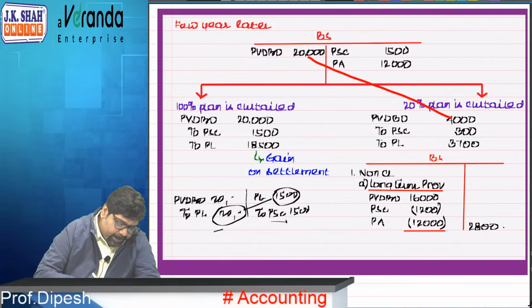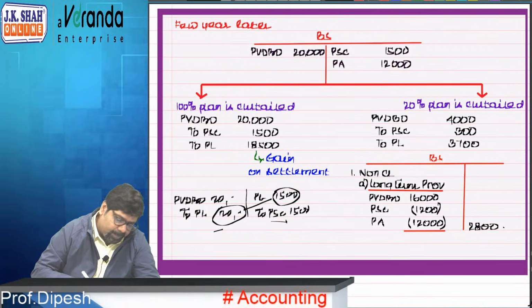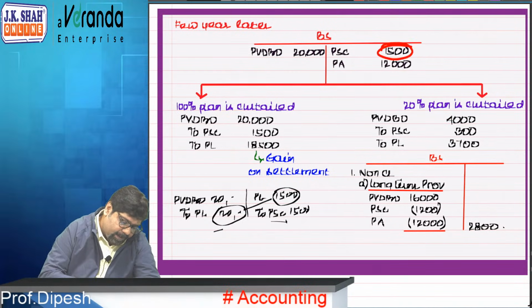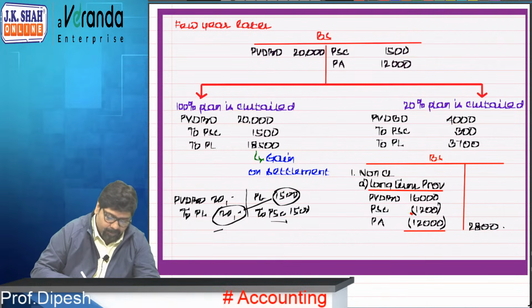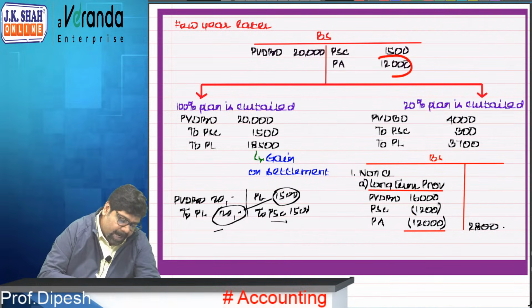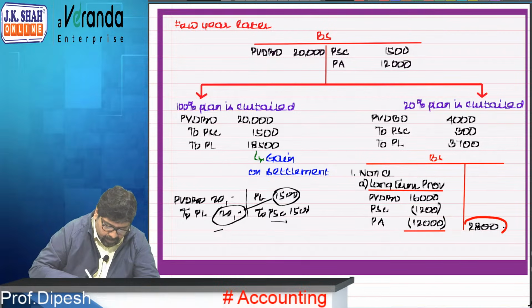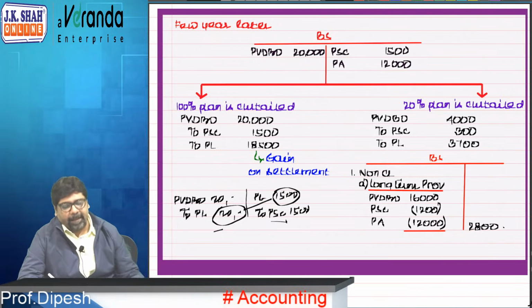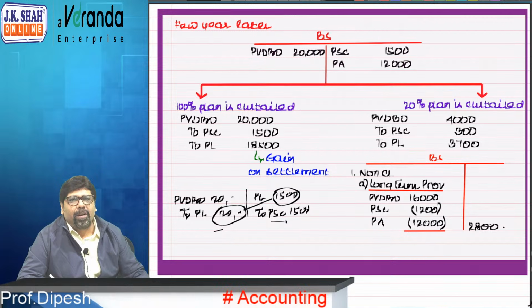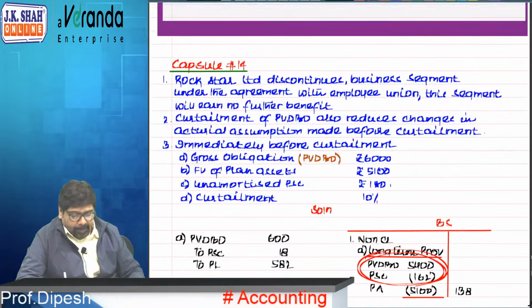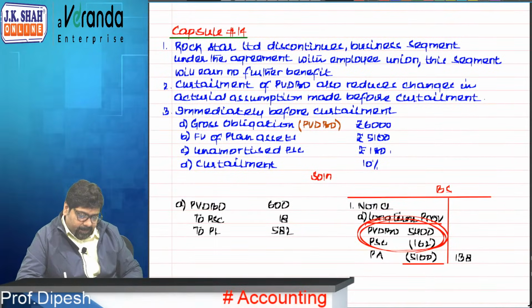So how much PVDBO is left? 16,000 minus PSC 1,500 minus 300, 1,200. Plan assets 12,000 is left, so remaining is what, 2,800. Correct? Yes or no? Yes, sir. Now chartered.